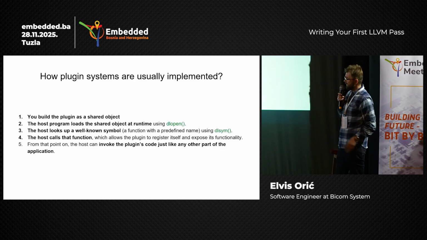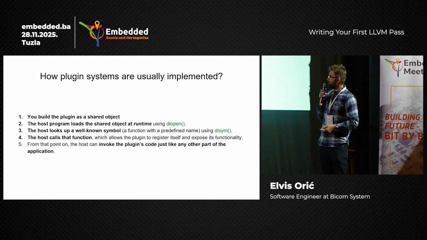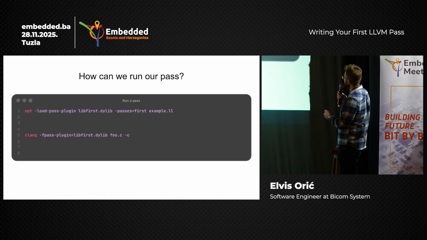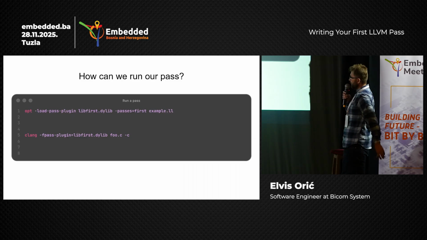You just create a shared object, and then that object will be dlopened, and then you find a predefined function. You have your object that it will return. It will call that and register something. And then you can actually use that. So in our case, we can use this with opt. It works on LLVM IR, or for example, we will use Clang here.